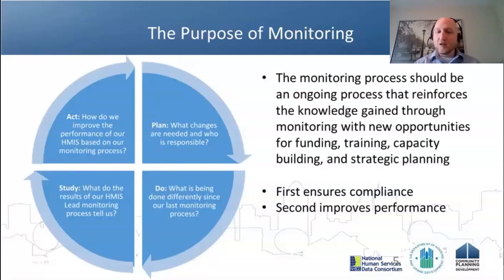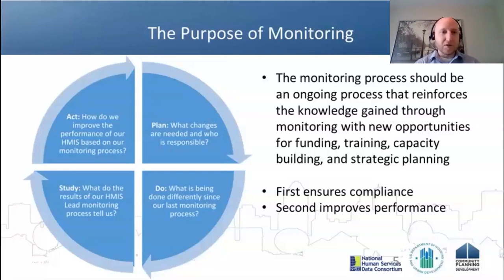In general, the monitoring process should be ongoing. It should not be a one-time, one-off event that happens irregularly or without a connection to overall system level improvements. It's meant to be ongoing, so that we can learn about what's happening, react to what's happening, and put plans, strategies, or increased resources into the COC to help improve the performance we're interested in. In this case, it would be the performance of the HMIS lead.